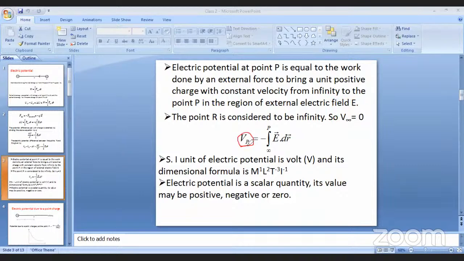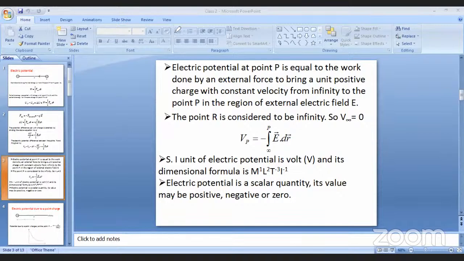So at the point P, what is your potential? That is given by minus integral from infinity to P of E dot dr. So this is the equation for finding the electric potential at the point P. The SI unit of electric potential is volt, and its dimensional formula is M power 1 L square T power minus 3 I power minus 1. This is actually I, I power minus 1.